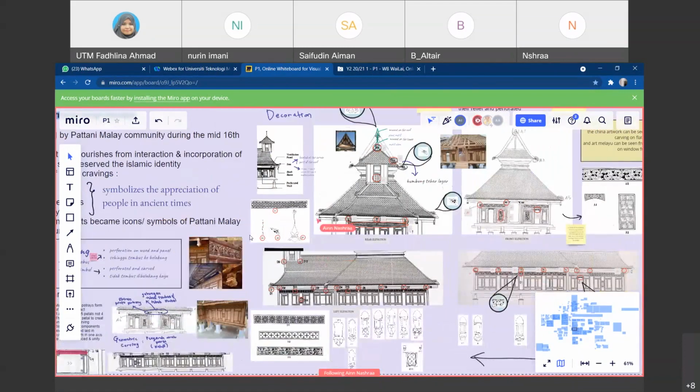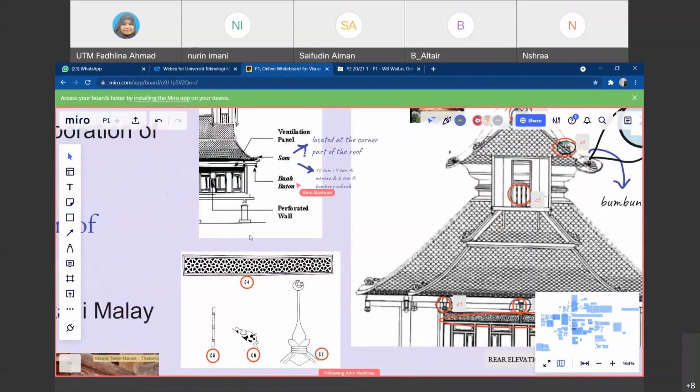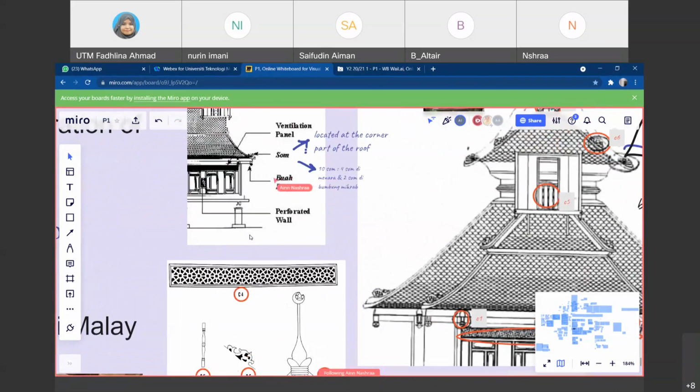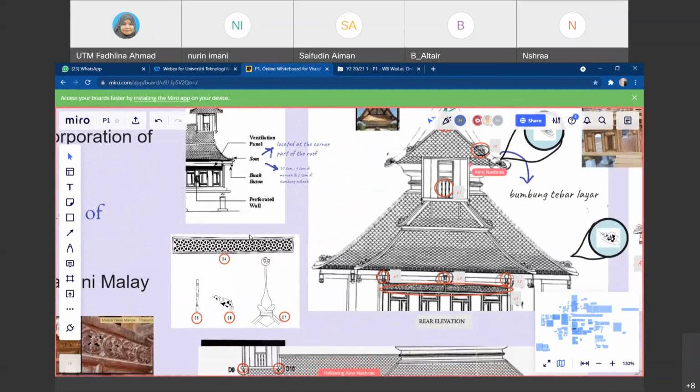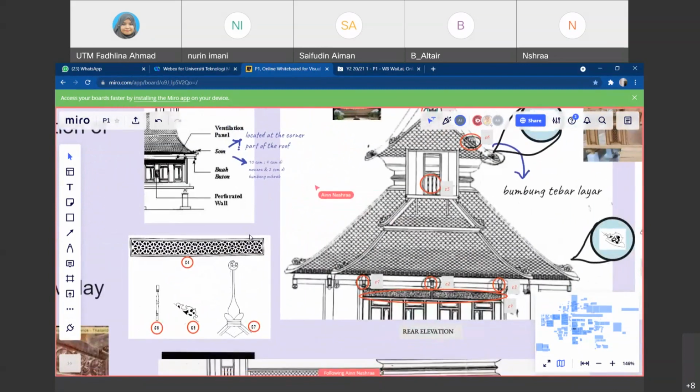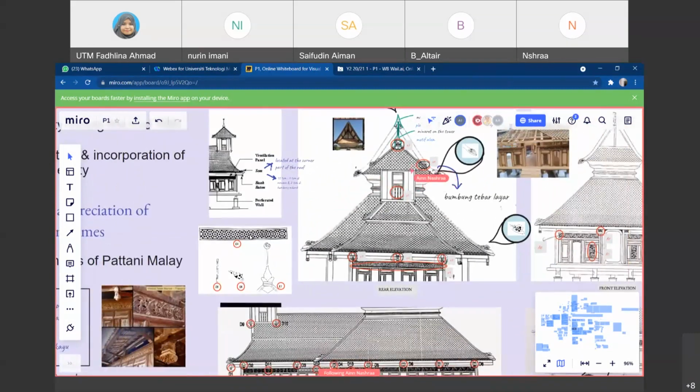Oh yeah, I forgot about the stone. It is located at the corner part of the roof. It also has some carvings. They have 10 stones, 4 in here and 4 in here, and another 2 stones are in the bubble mirror. Here. Yeah, I think that's all for my part.